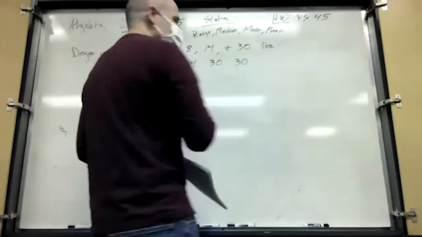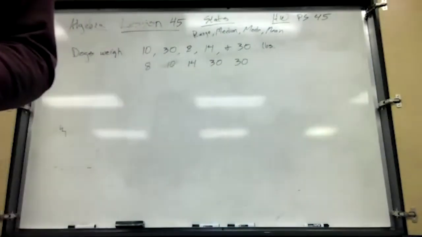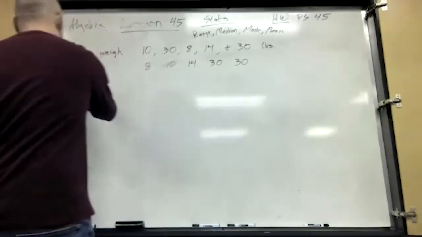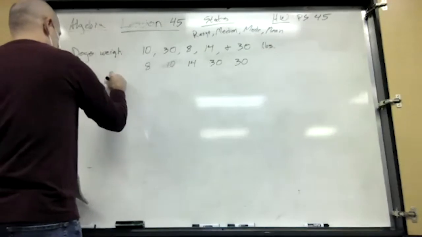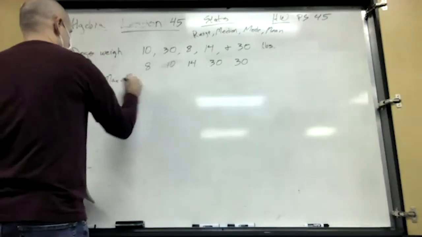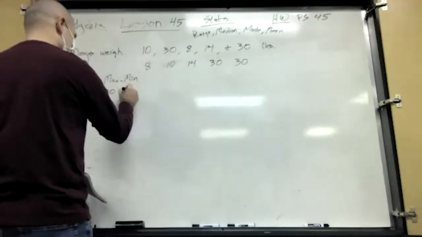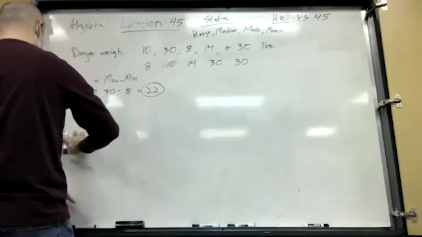All right, so I'm not going to put commas there, because I eventually have to find the mean, right? So I'm just going to add them anyway. So now I can find the range. The range is just max minus min. So that's just 30, the one on the right, minus the one on the left. So 22. Boom, you're done with the range.